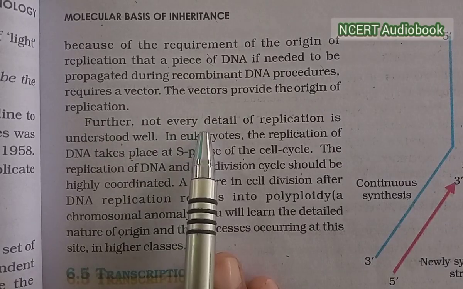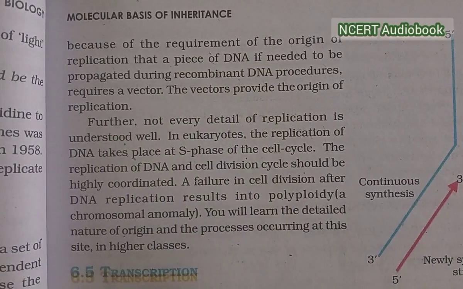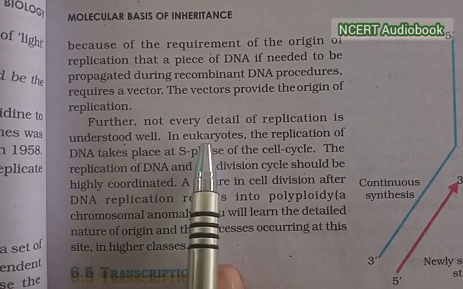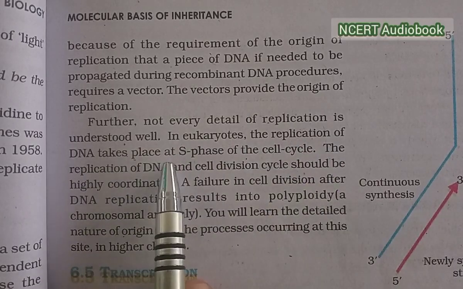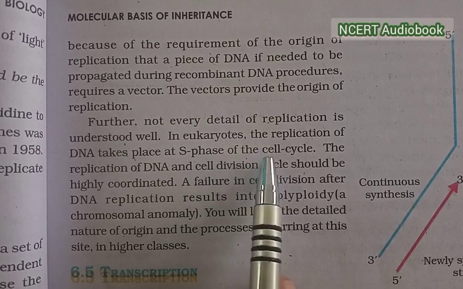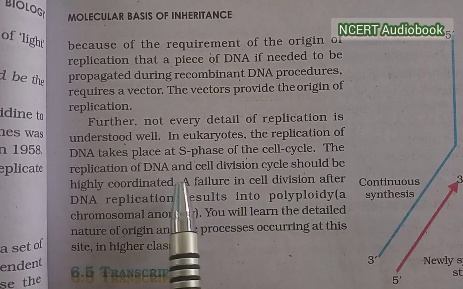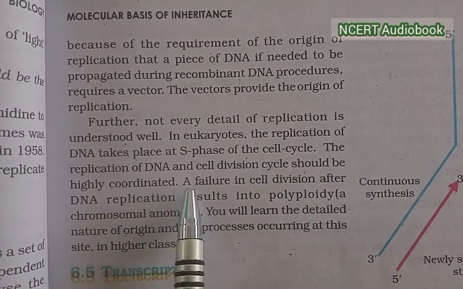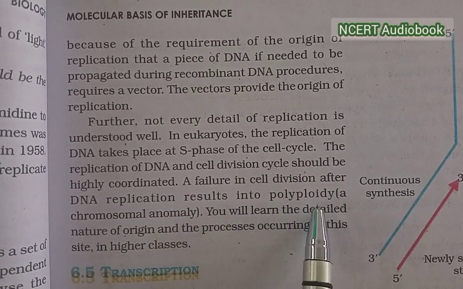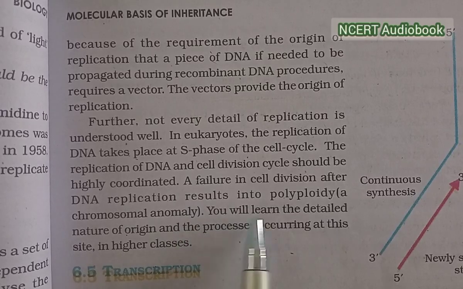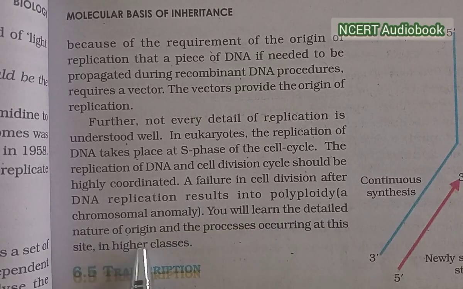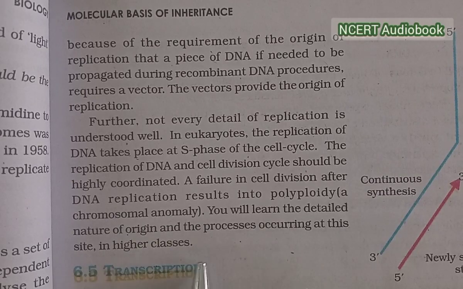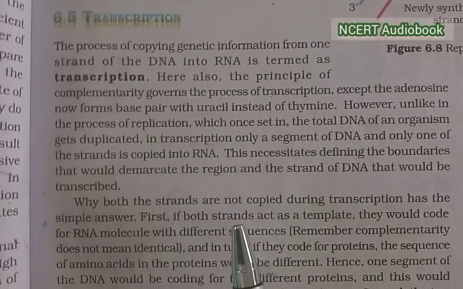Further, not every detail of replication is understood well. In eukaryotes, the replication of DNA takes place at the S phase of the cell cycle. The replication of DNA and the cell division cycle should be highly coordinated. A failure in coordination results in polyploidy. You will learn the detailed nature of the origin and the processes occurring at this site in higher classes.